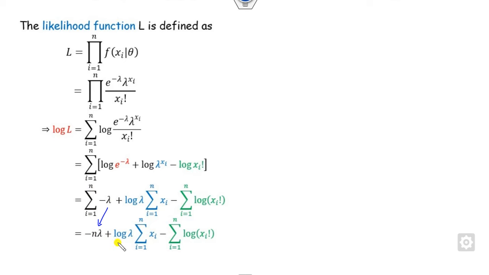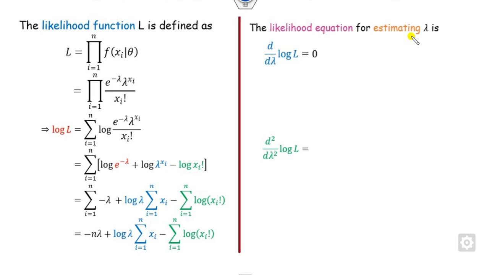Now our target is to maximize this with respect to lambda. The rule is we have to find the derivative, and we have to check the second derivative and prove whether it's less than zero. So what will happen if you take the first derivative with respect to parameter lambda? It will be minus n plus, because this term is independent of lambda, it will be 0, and here is 1 by lambda. So can you find the value of lambda from here? You can easily find that the value of lambda is nothing but my sample mean.